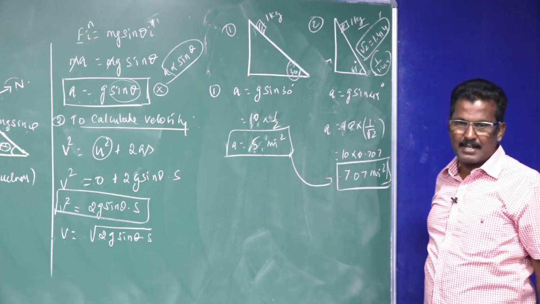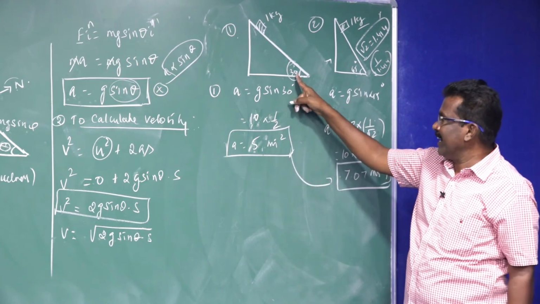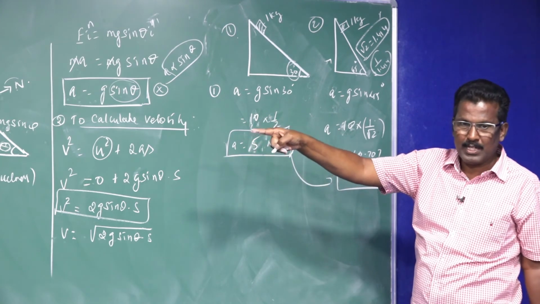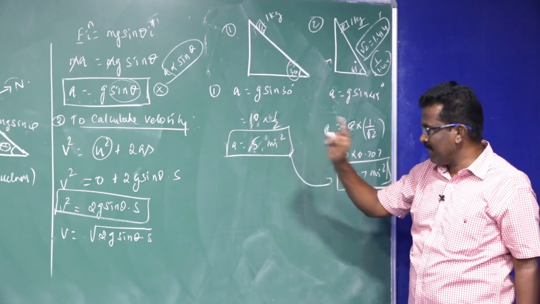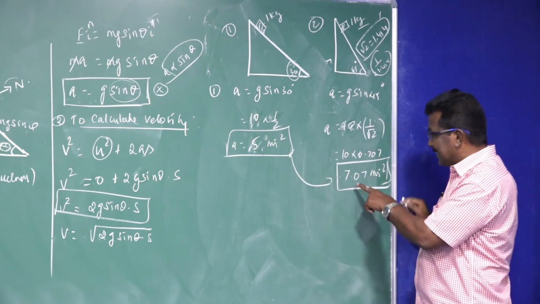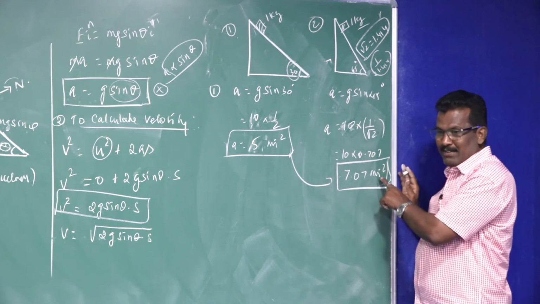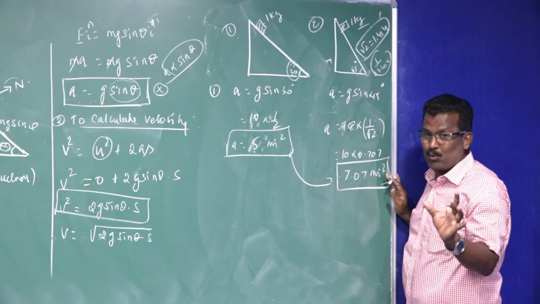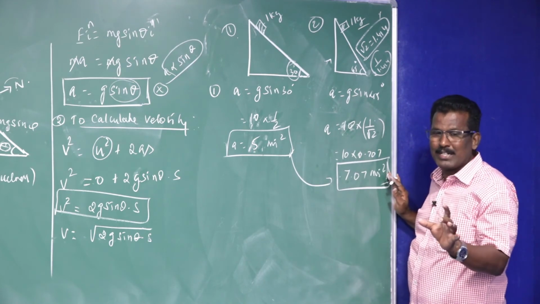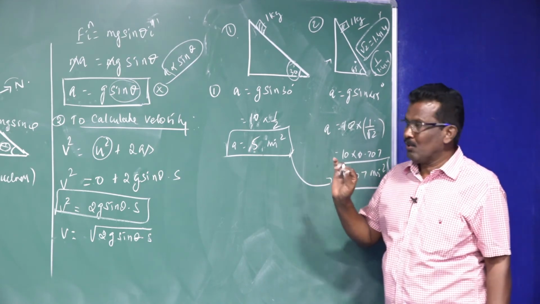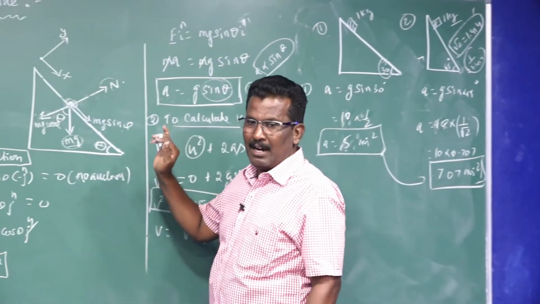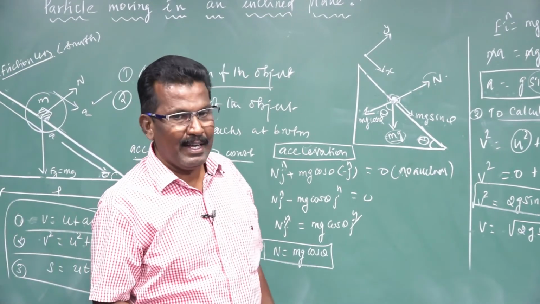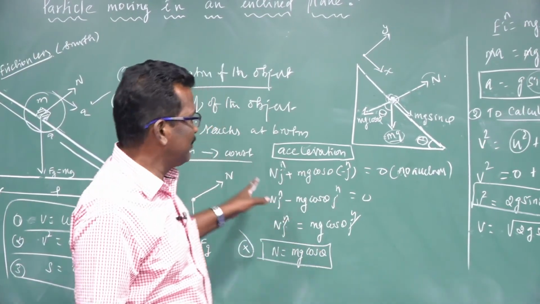See the two cases. If the angle is 30 degrees, the acceleration of the body which slides down the inclined surface is 5 meter per second square. In the second case it is 7.07 meter per second square. From that we can conclude that where the angle is more, the acceleration of the object is also greater. So the acceleration of any body highly depends upon the angle theta.